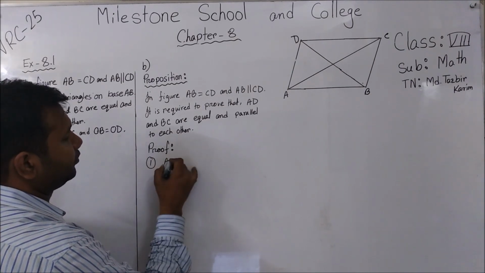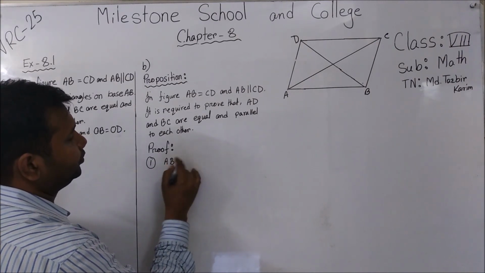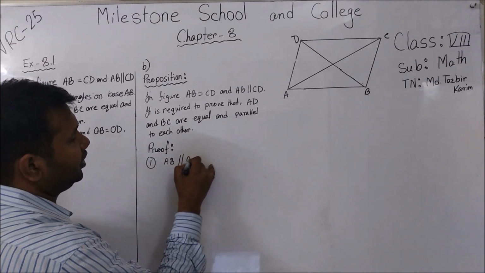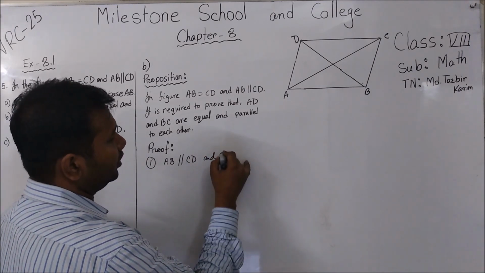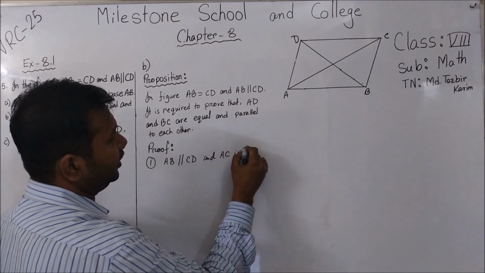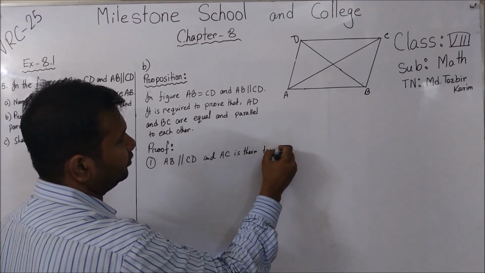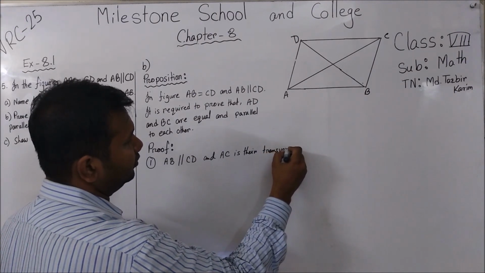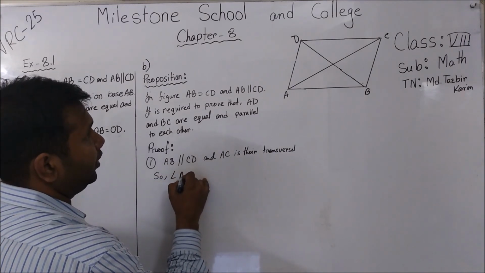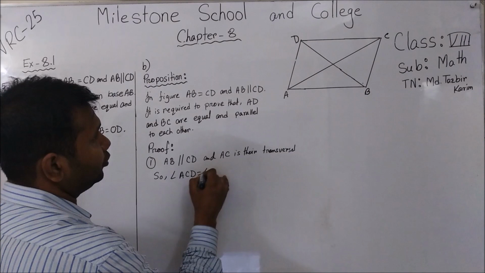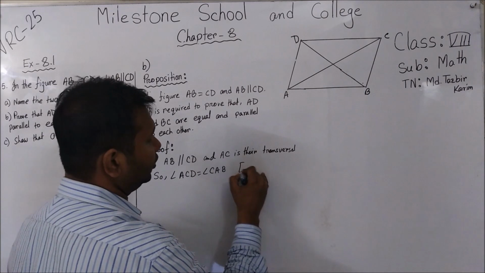AB is parallel to CD, and AC is their transversal. So angle ACD equals angle CAB, alternate angles are equal.